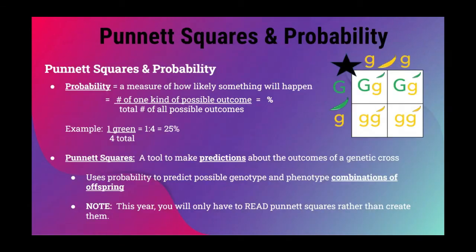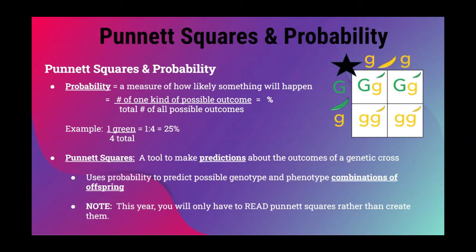Now, we're going to link this to Punnett squares. Note that this year you're only going to have to read Punnett squares rather than create them, but we have to talk about probability. So probability is a measure of how likely something will happen. We use Punnett squares to predict and say, okay, you have a 25% or you have a 50% possibility of the offspring looking like this or having these traits. It's good to understand, but the reason why we're creating them is it's a good visual way of understanding heredity, but we don't really use them in the real world very much.